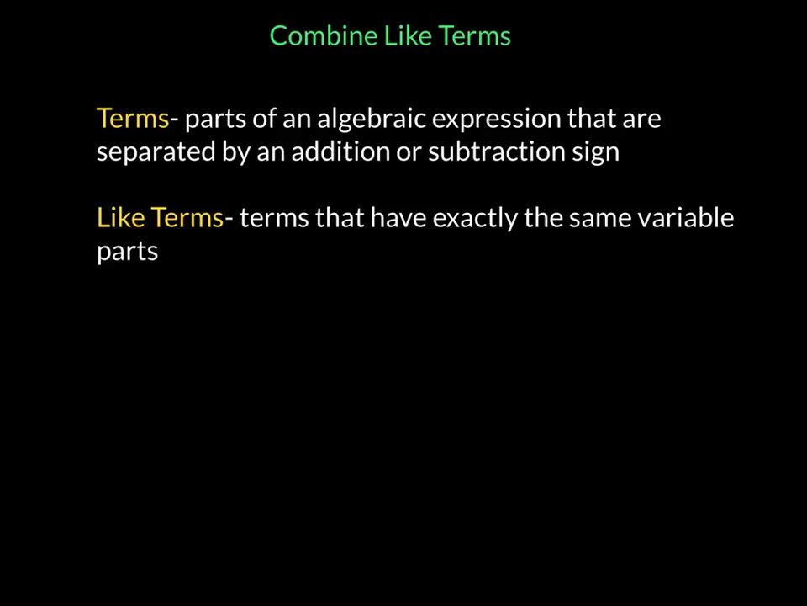Okay, for this part of the lesson, we're going to learn how to combine like terms. So here are the 2 vocabulary words that you need to write in your notebook. Terms. Those are parts of an algebraic expression that are separated by an addition or subtraction sign. And then like terms. Those are terms that have exactly the same variable parts.